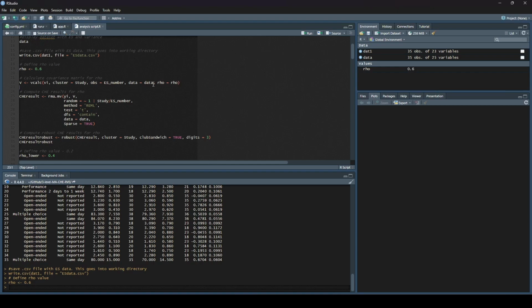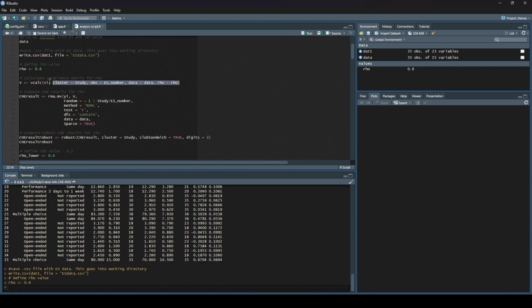And I do this intentionally, leaving things called data and rho, just because I find it easier. The same reason that when I look over here at what my cluster is called, I think of studies as clusters, and I think of effect sizes as going within studies. So it makes sense to me that they'd be the observations. So that's why I name things the way that I do.